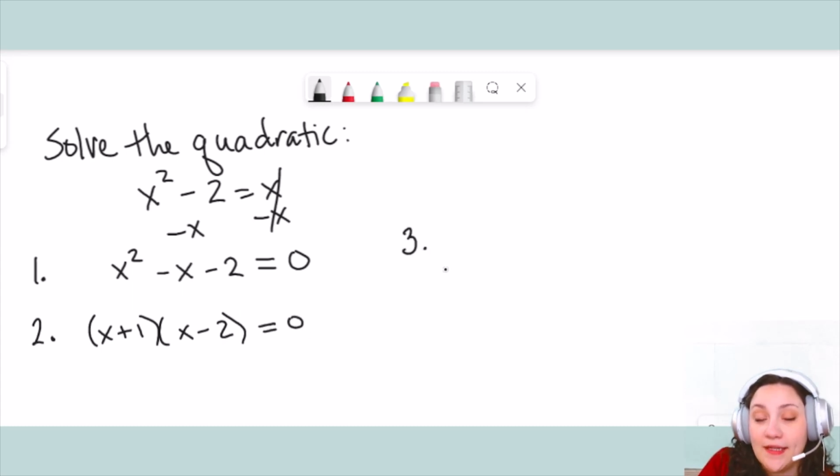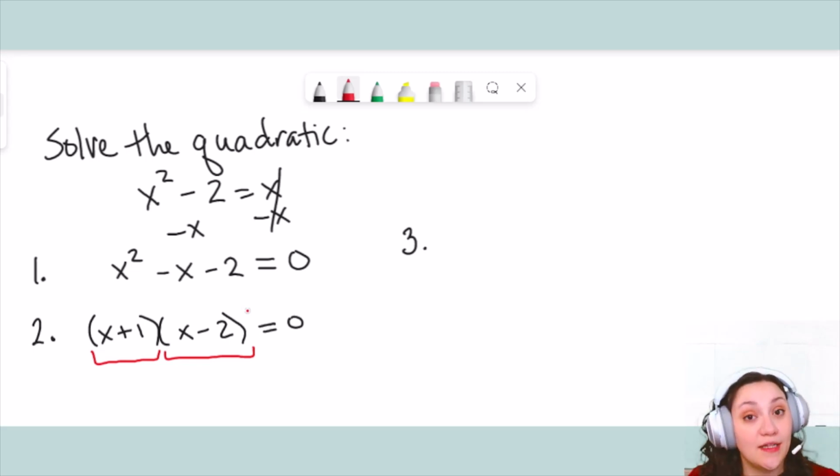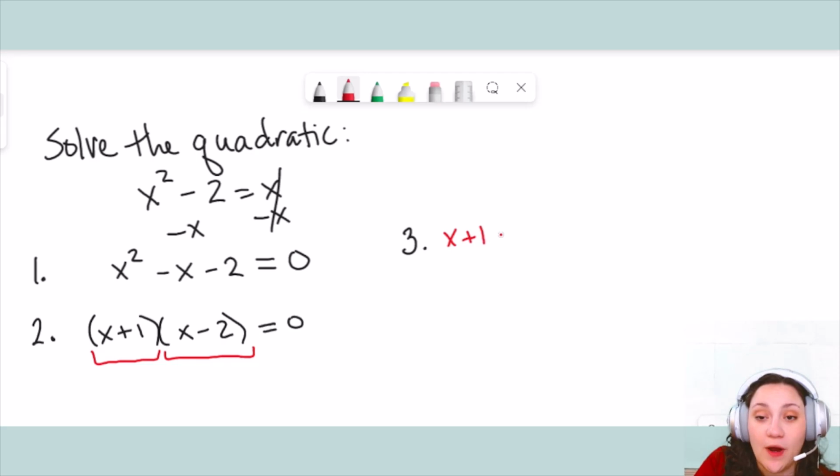Now, the third step is to use the zero product property. And what does that tell us? Well, I have two things that are multiplied here. I have this part and I have this part. And I know that whatever they are, when they're multiplied together, they're equal to 0. So either the x plus 1 part has to be equal to 0, or the x minus 2 part has to be equal to 0, or both. So what would make x plus 1, that first part, equal to 0? Well, if I solve for x here, I find that x is equal to negative 1.